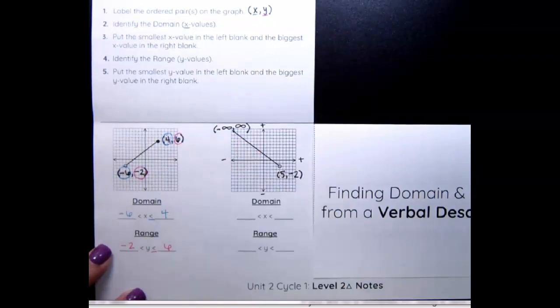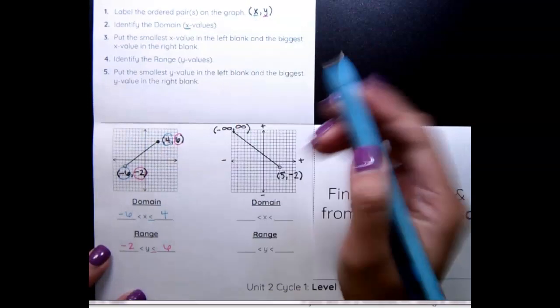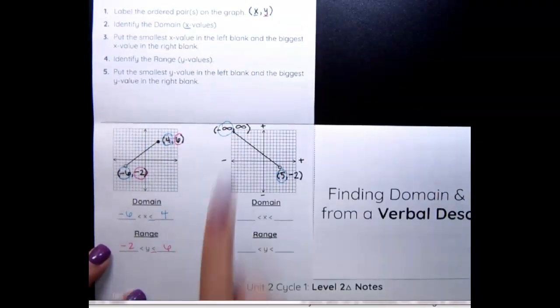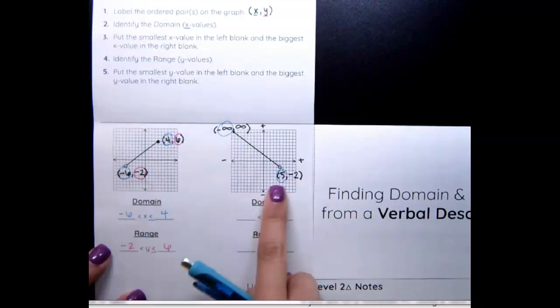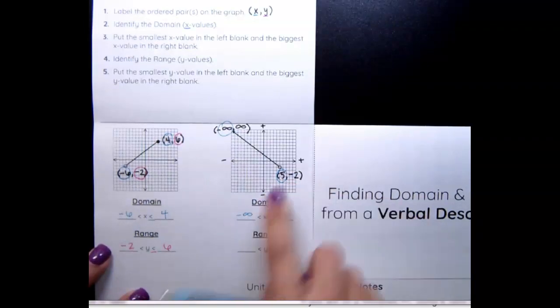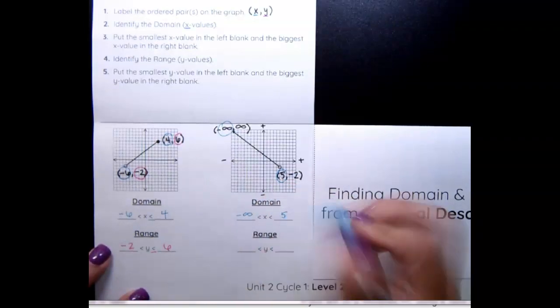Well, now I'm going to do the same thing I did with my x and y values on the first graph here. X is the first thing in the ordered pairs. So I'm going to circle the first thing in the ordered pairs. The two things I'm looking at are negative infinity and positive 5. So negative infinity is smaller than positive 5.